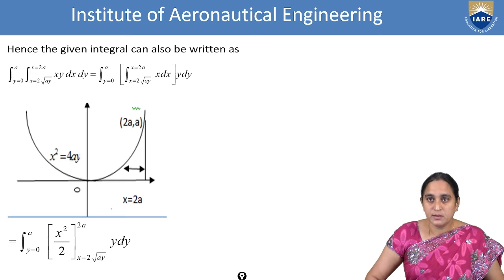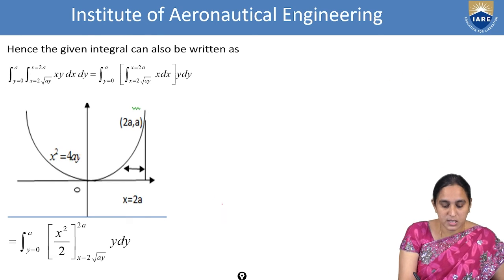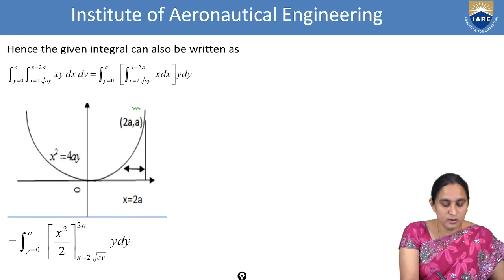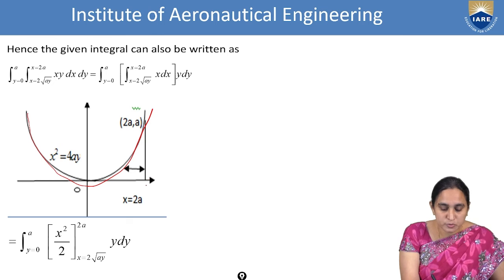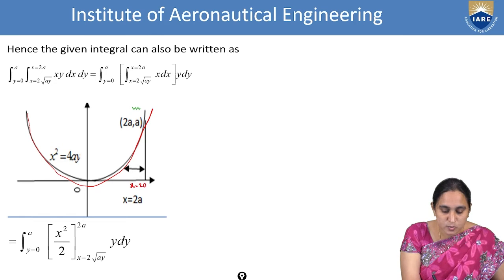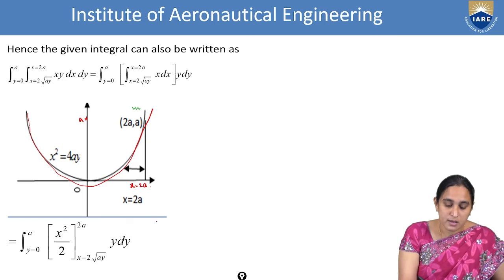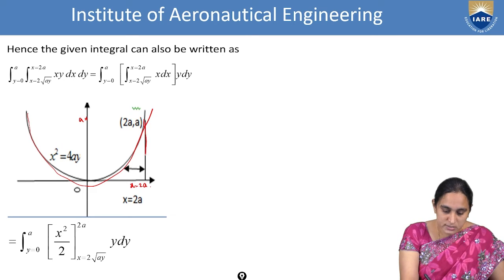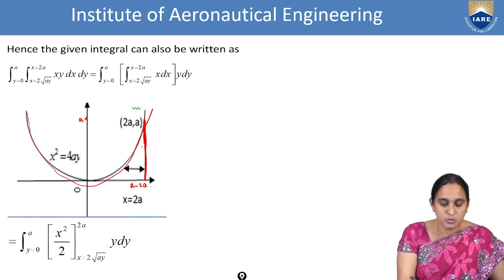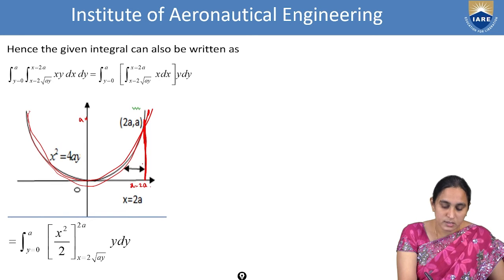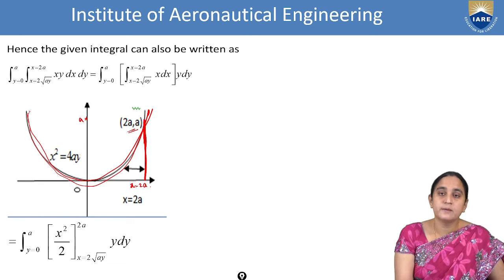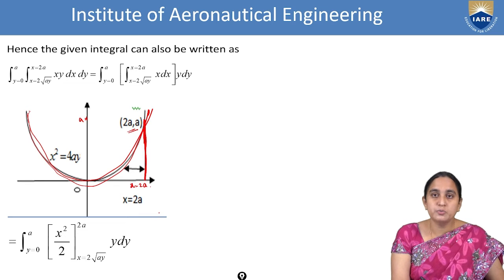How? From the diagram, I'll explain clearly here. Once you see the diagram, this is x square is equal to 4ay, and the line x is equal to 2a. That means here I'll take x is equal to 2a and y is equal to a. I'll draw the diagram at x is 2a and x square is equal to 4ay. The two are intersecting exactly at 2a comma a.